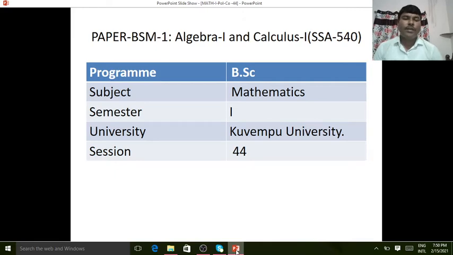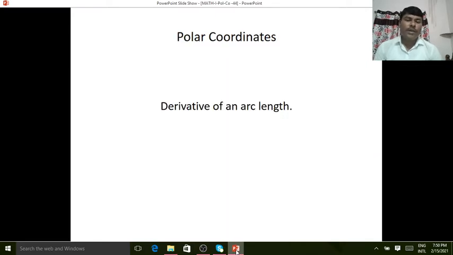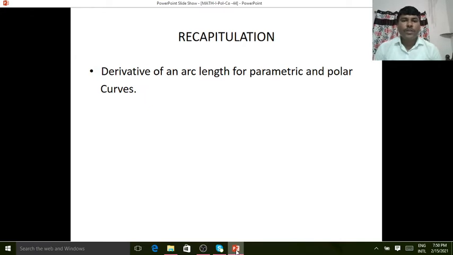Hello to everybody. Today we have to discuss polar coordinates. In polar coordinates we have derivative of an arc length. So this is the recapitulation: derivative of an arc length for parametric and polar curves.